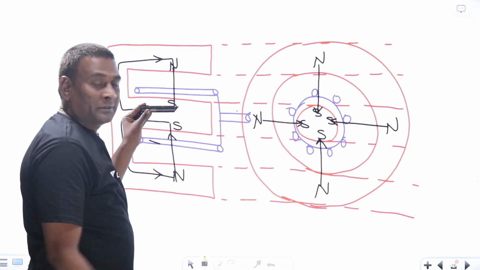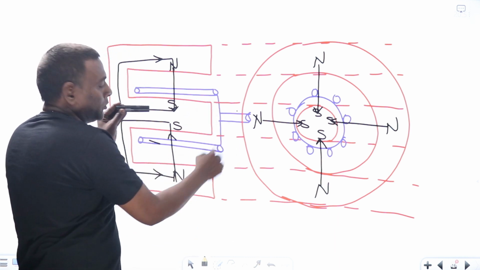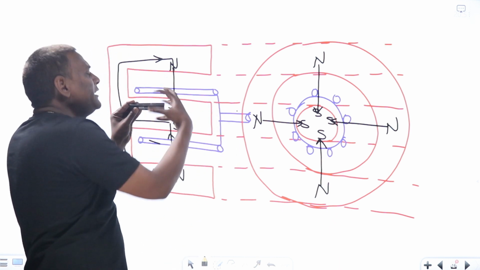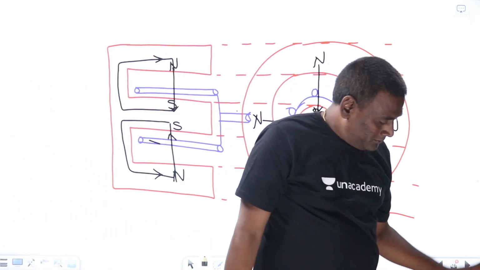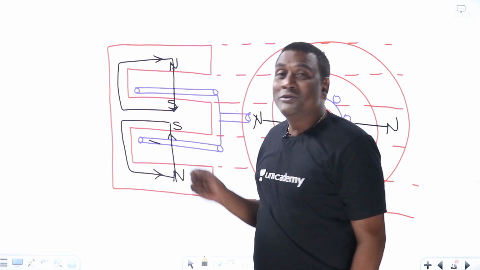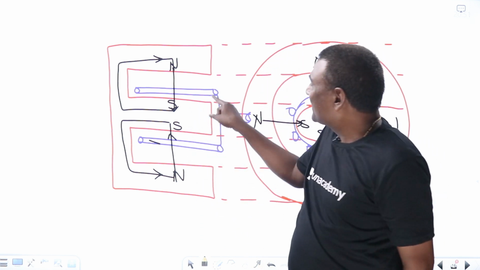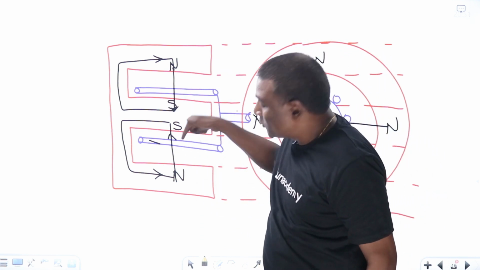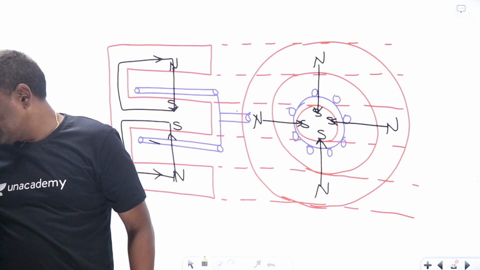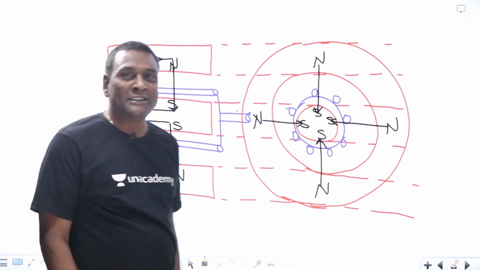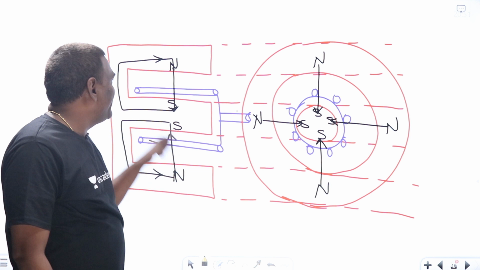Now, if I keep my conductors like this, blue, and if I rotate my electrical conductors, everywhere my conductor is going to see N pole only. Everywhere my conductor is going to face the N pole only. Meaning that pure DC you can generate. Pure DC voltage can be generated, because in each and every conductor.